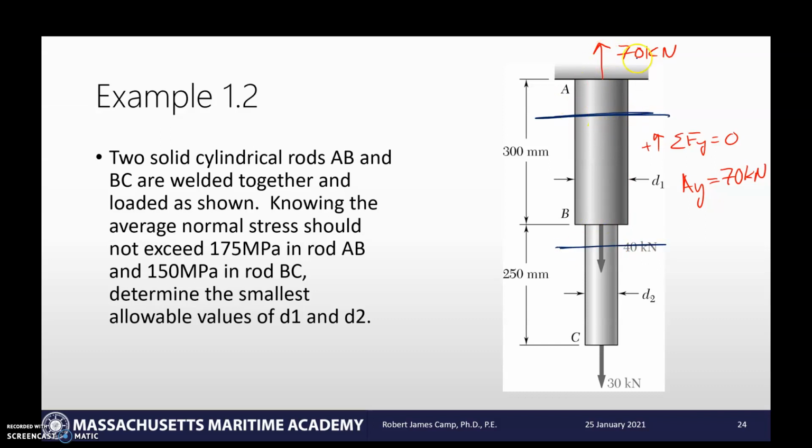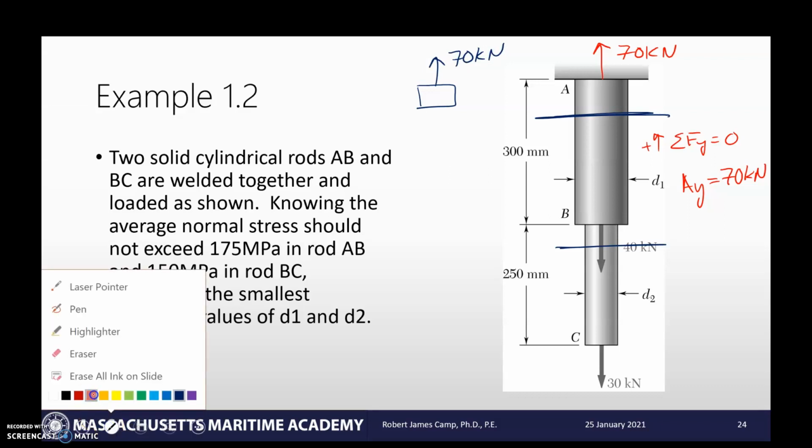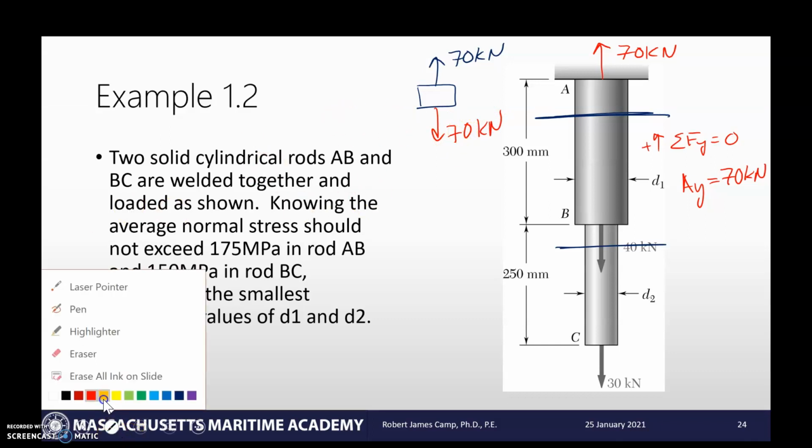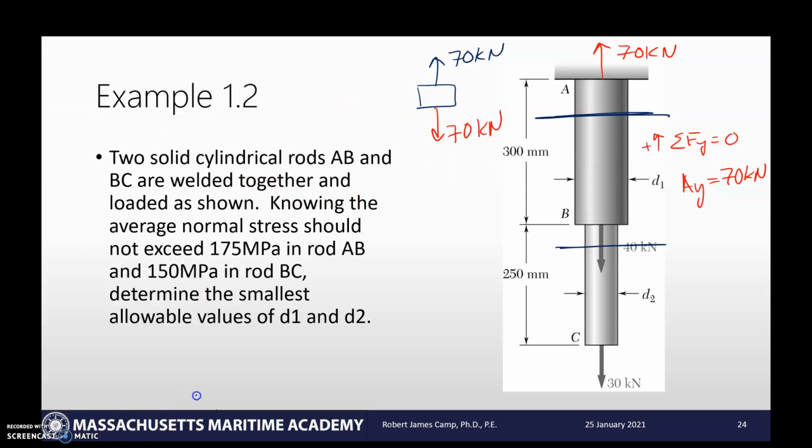So let's draw a free body diagram of this part here. Externally, I have 70 kilonewtons on it, and so that means internally I'm going to have to balance that out. And so the internal force there is also going to be 70 kilonewtons, because no matter what's going on, it has to be in a complete state of static equilibrium. So I know the internal force in FAB is going to be 70 kilonewtons. So we'll come back to that.